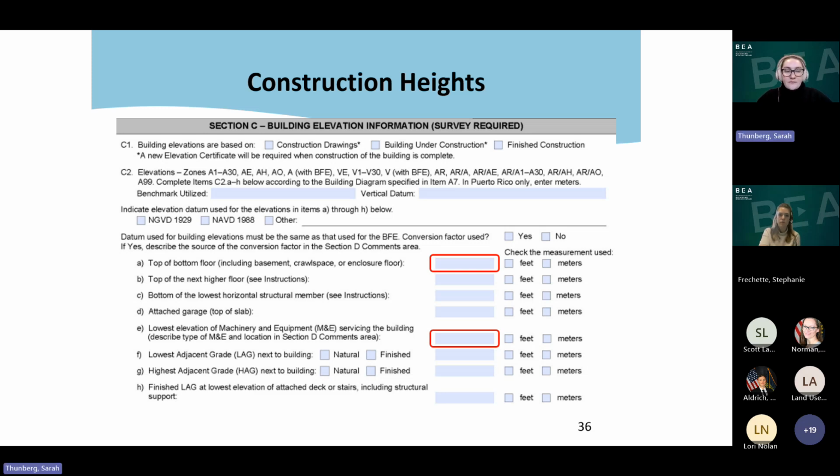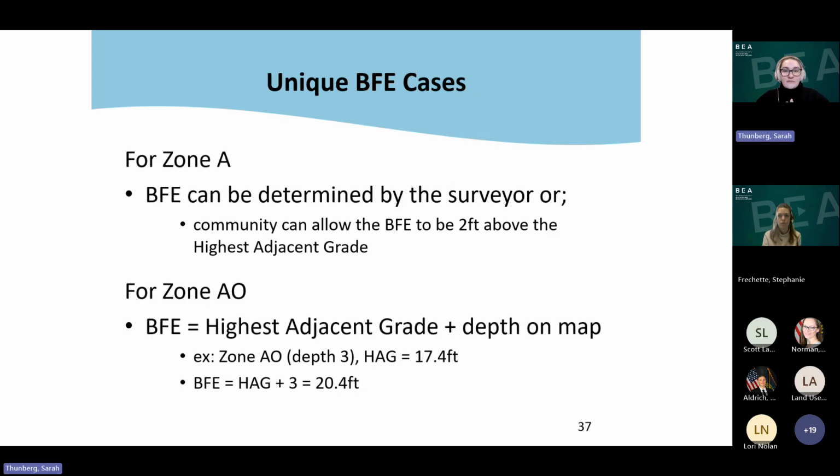In New Hampshire, we have a minimum freeboard requirement of 1 foot. So all communities in New Hampshire have to have their development within the floodplain elevated at least 1 foot above the BFE. So there can be some unique cases where the BFE isn't immediately apparent and requires a tiny bit of math to figure out. So that is for zone A, which is where we see a lot of errors sometimes.